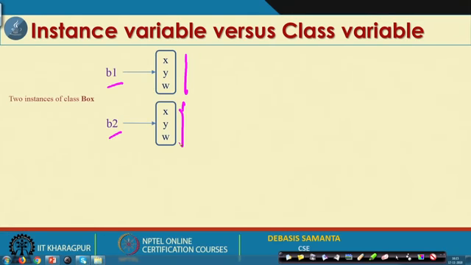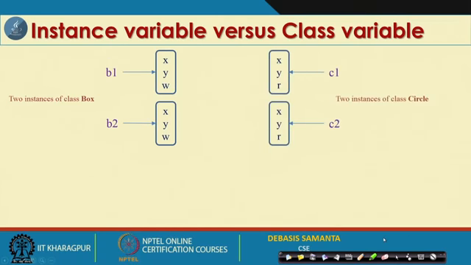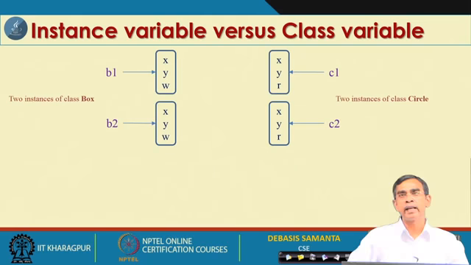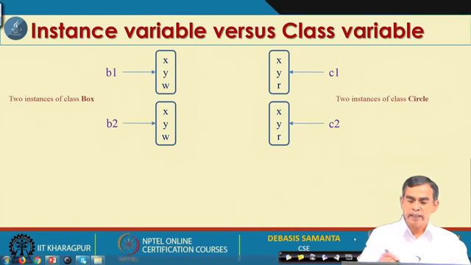So, there are two instances of the object that we have created. Now, let us consider another instance of another object, say class C1. C1 is another object of class circle, C2 is another object of class circle. Again here we created the two instances of class circle, where x, y, r are the three instance variables. So, this is the one instance and this is the another instance.